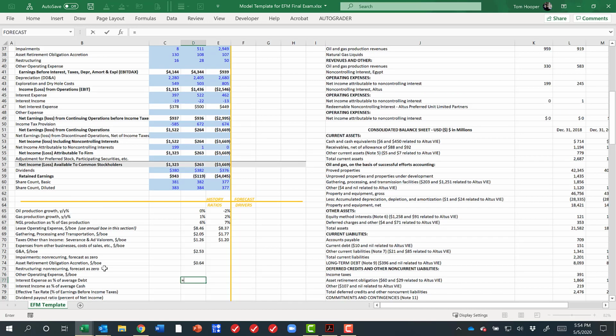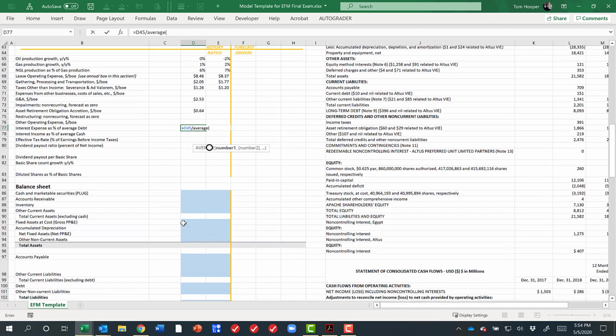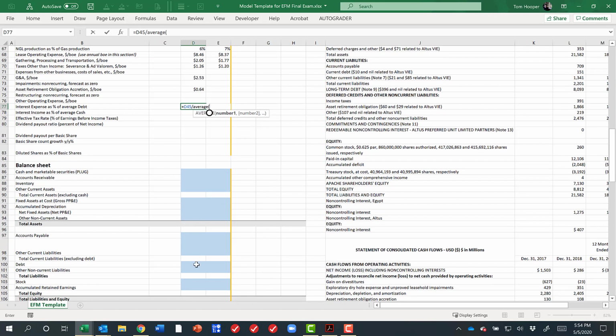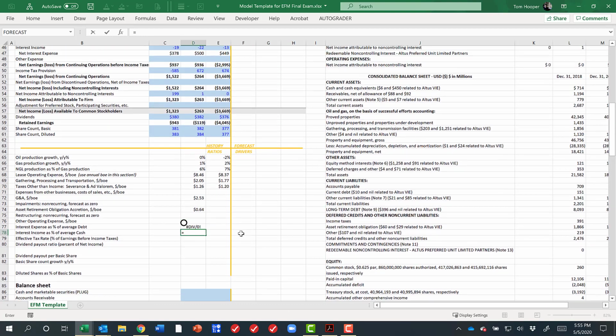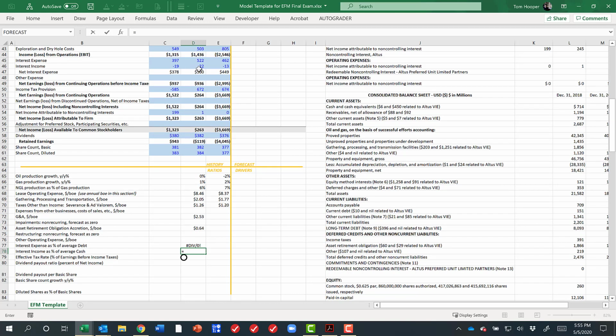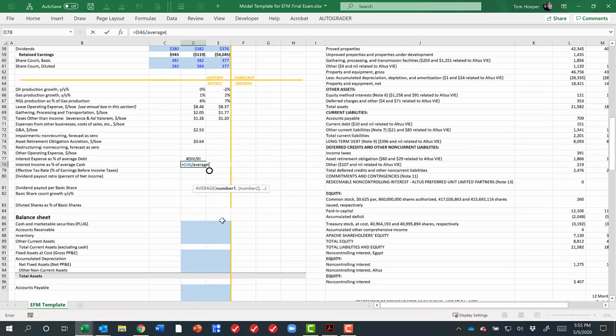Now that I have an interest expense, I want to take the interest expense divided by the average of my debt. And that won't work until I have any debt, but then it should work fine. And then I want to take the interest income divided by the average of my cash.